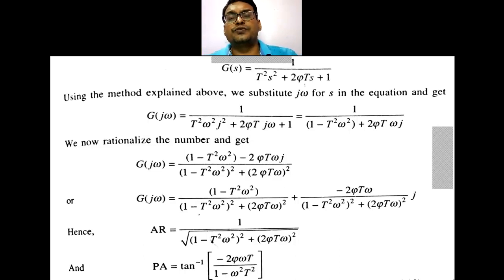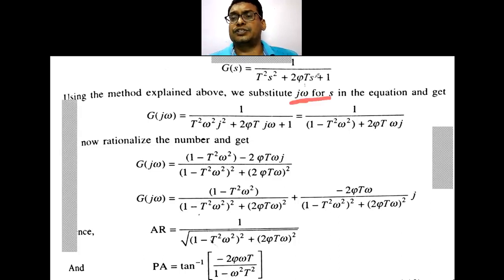Now this is what we have done for the first order system. Now we will do it for the second order system. Our second order transfer function is 1 upon tau square s square plus 2 phi tau s plus 1. Then substituting s equal to j omega, writing s as j omega, you will get this equation.